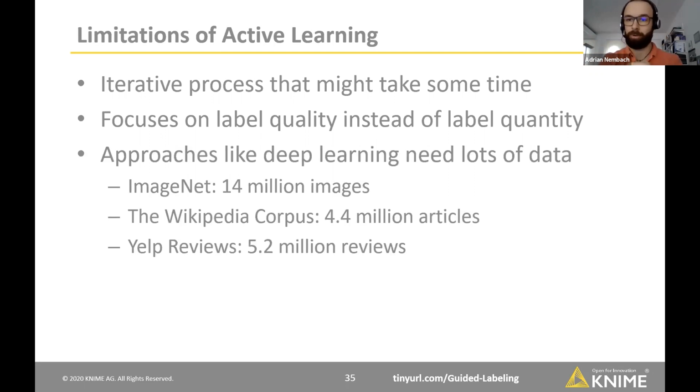There are some approaches like deep learning that require lots and lots of data. Here I listed some examples for how this works. For example, to train those now popular convolutional neural networks, you need the ImageNet dataset, for example, and it contains 14 million images. If you have to label all of them by hand, then this will take a while. Well, it took a while. They are already labeled, so this might be an example of where you got lucky with your labels.